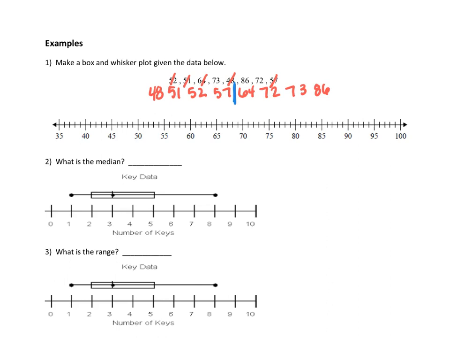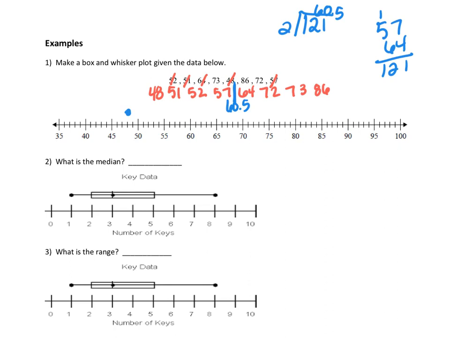It's kind of hard between 57 and 64, so I would add them and then divide by 2. So 121 divided by 2 is going to give you 60.5. So your median is going to be 60.5. Okay. So my minimum value is 48. So I'm going to put a dot there. Y'all good with that so far?